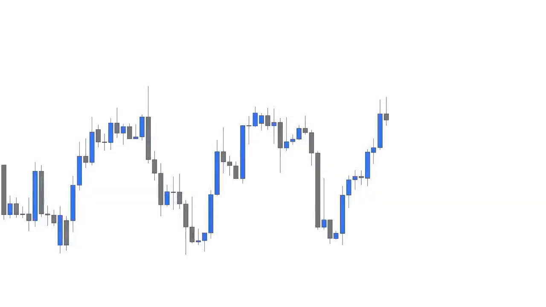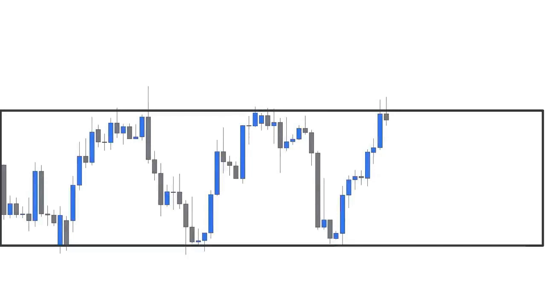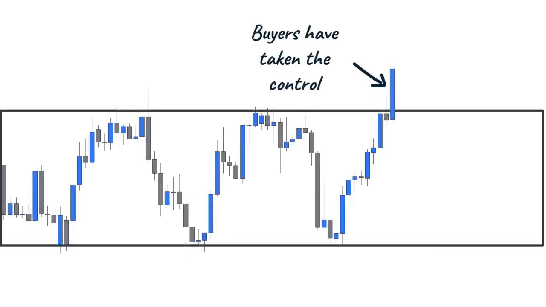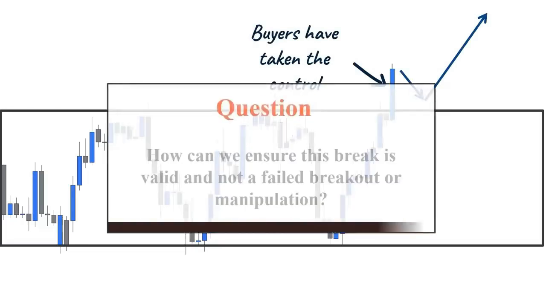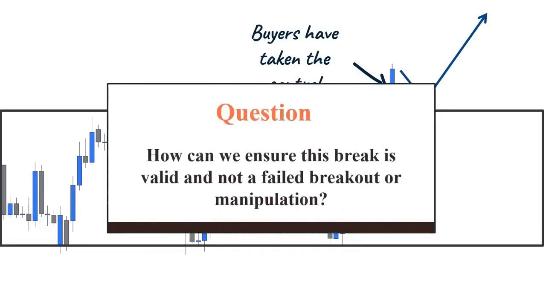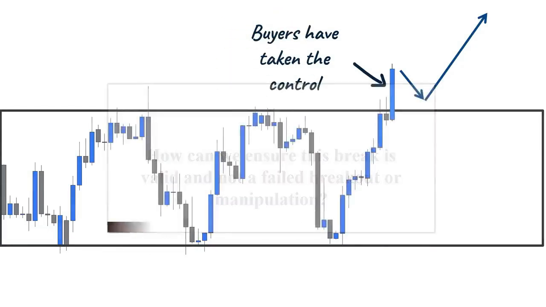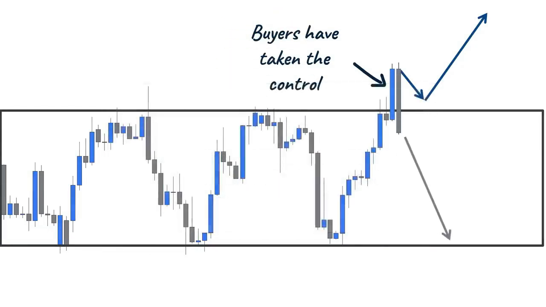Imagine we are in a ranging market where the price has been trapped in a box. Then it breaks and closes above the resistance level, indicating that the buyers have overcome the sellers, and the market can continue pushing upwards. However, how can we ensure this break is valid and not a failed breakout or manipulation? Because the market can easily get back into the range and continue pushing downwards.